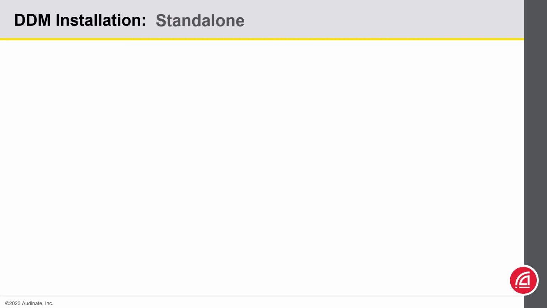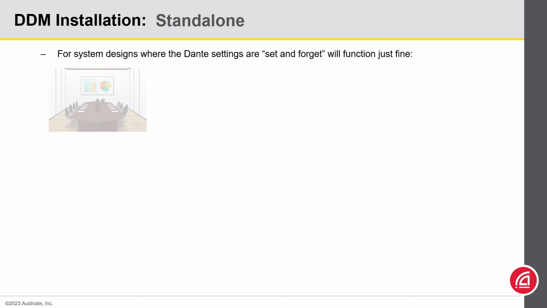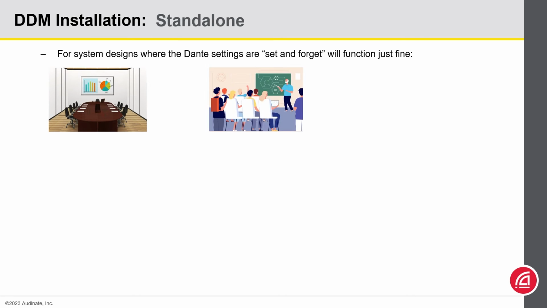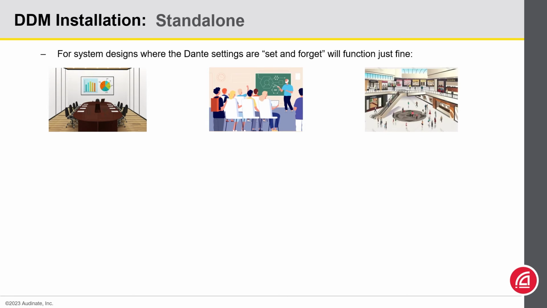A huge factor in determining your DDM server type will revolve around your particular use case. In fixed installs where Dante settings are not changed frequently, or the set-and-forget type of installs, a standalone DDM server is perfectly fine to use. Examples of these are conference rooms, classrooms, training rooms, and background/foreground music systems.